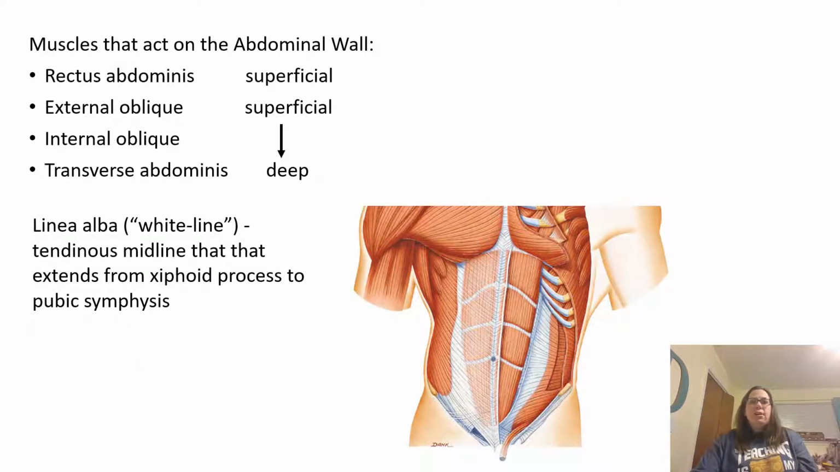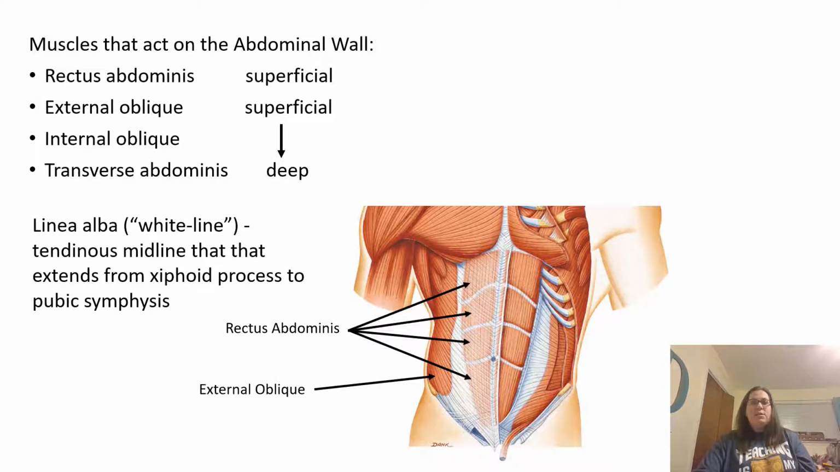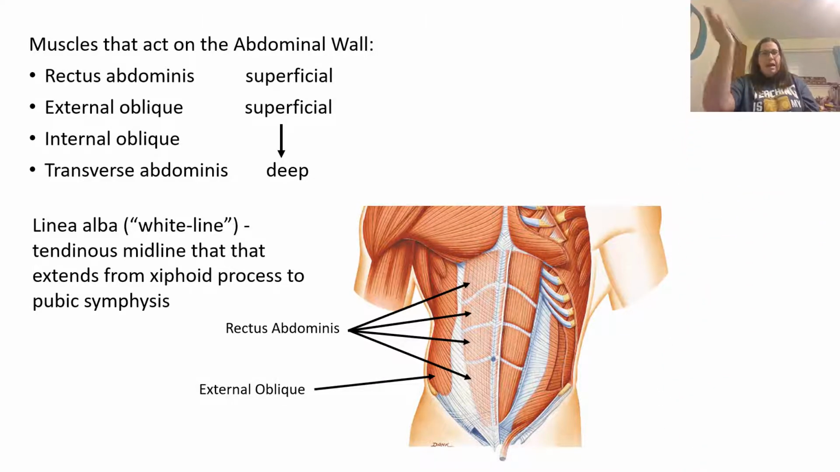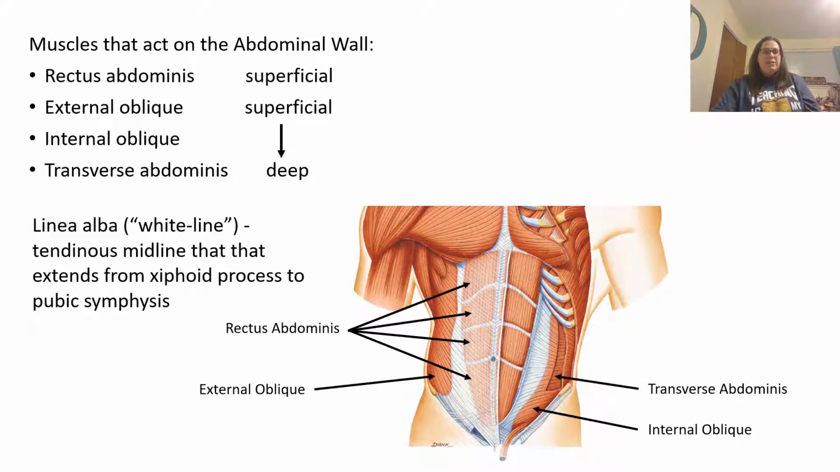So, muscles that act on the abdominal wall, we're going to go superficial to deep. One of the most superficial is the rectus abdominis. These create the 6-pack, and technically an 8-pack if you're really looking at the structure. Then we have the external obliques. We know they're obliques because they run at an angle. If you remove the external obliques, you can see the internal obliques, and you can also see the transverse abdominis. These are the deepest.